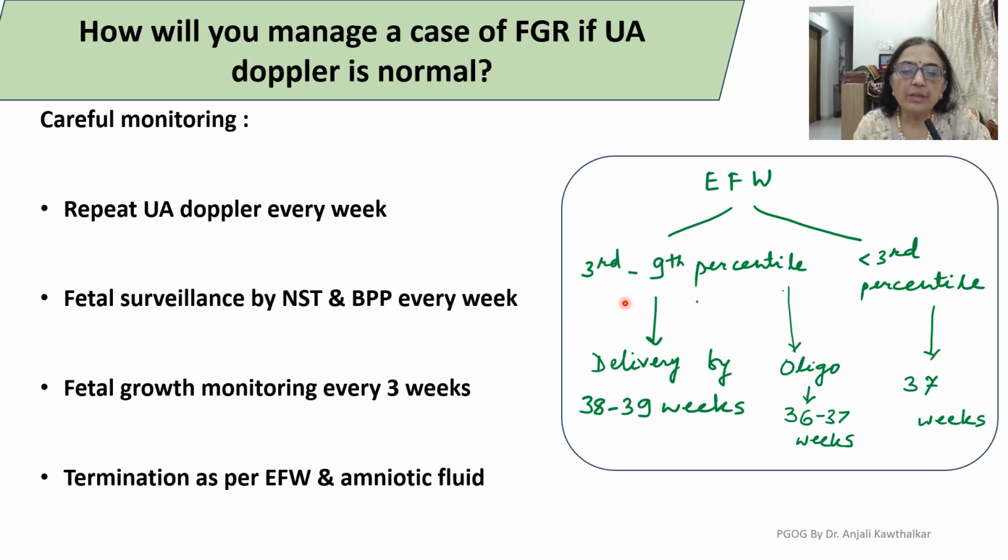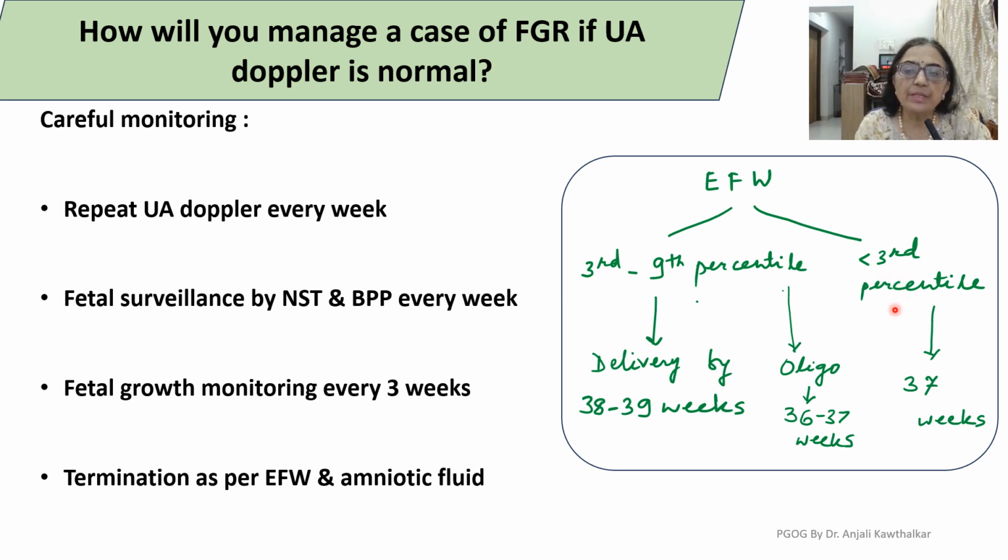Then we can continue the pregnancy till 38 to 39 weeks, and we need to deliver. Delivery is indicated by 38 to 39 weeks. With that, if there is a presence of reduction in amniotic fluid, oligohydramnios, then termination is indicated 1 week earlier, 36 to 37 weeks.